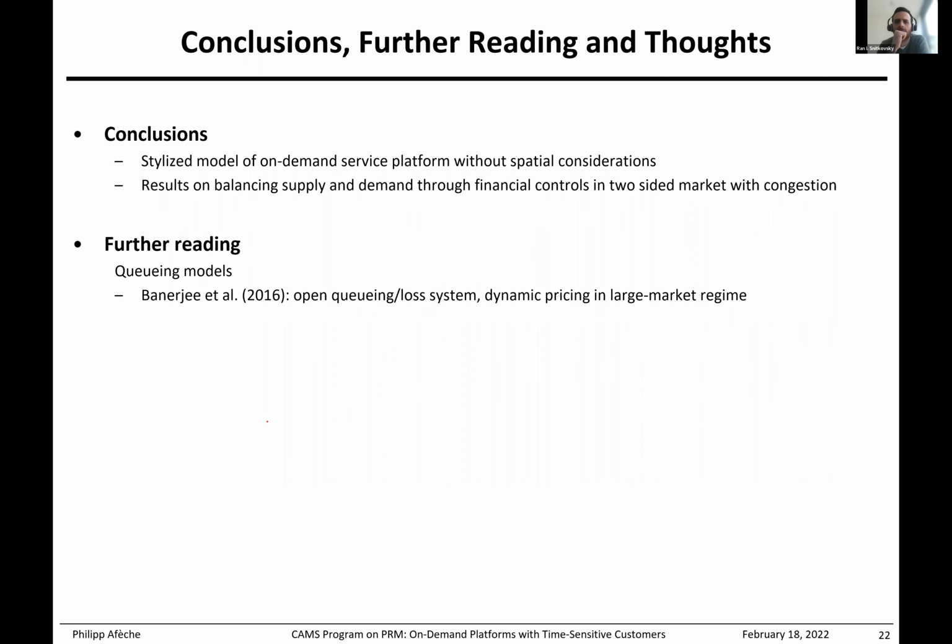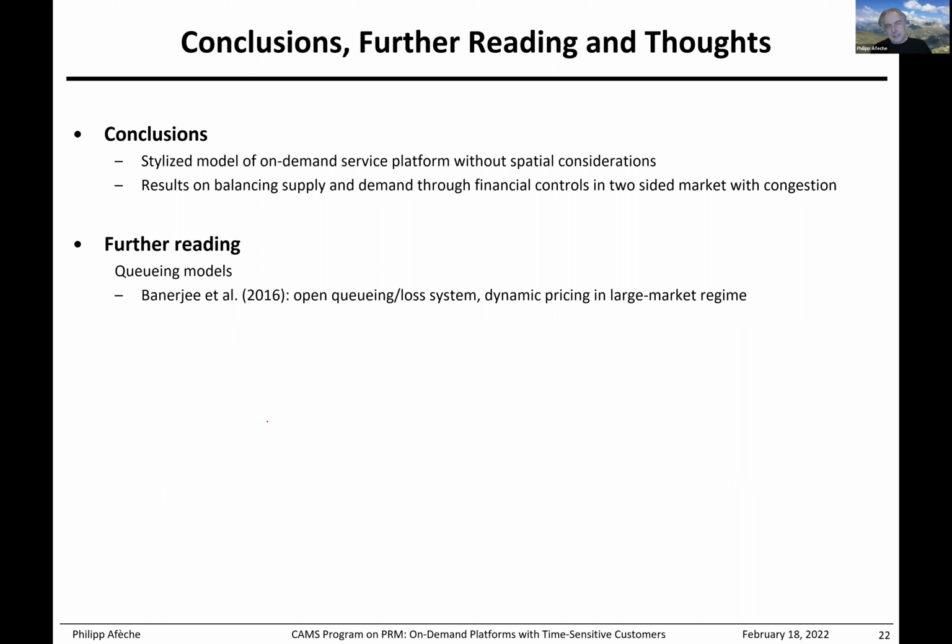Banerjee et al., I think, is probably one of the first papers in this world. They have slightly different queuing dynamics. Think of an open system where drivers can arrive. They join based on some earnings forecast, but then they might leave at some point with some probability. On the other hand, the customers are not patient at all, right? They just make their decision based on price, and they only join if there's a driver available.